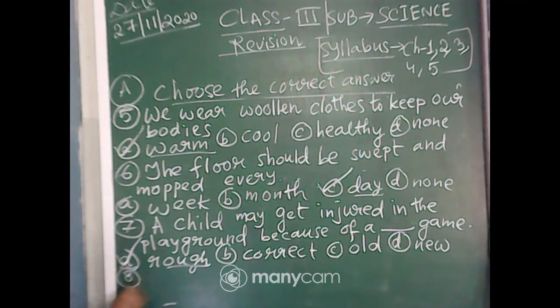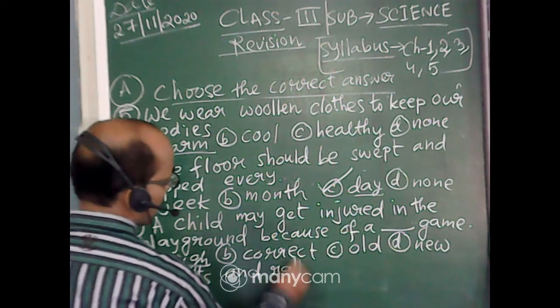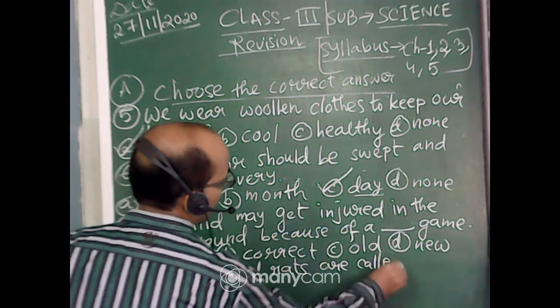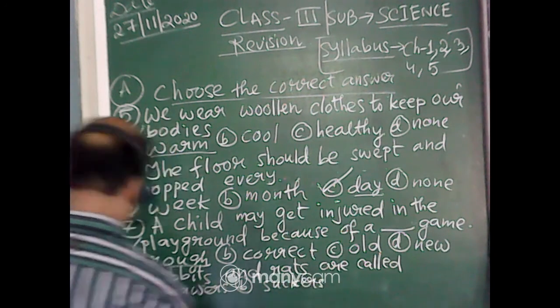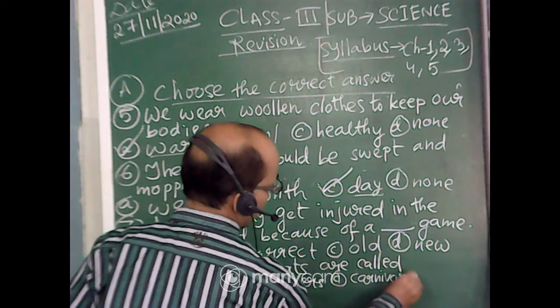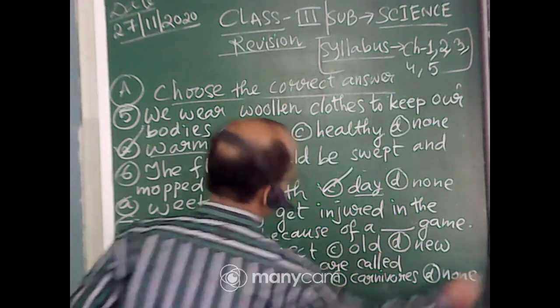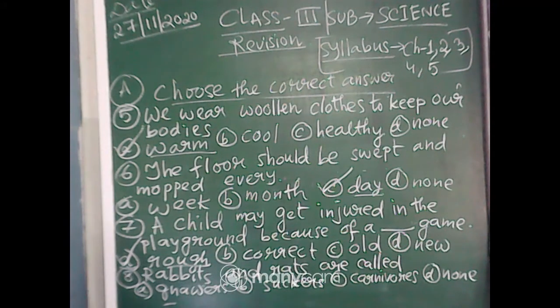Okay, number 8. Rabbits and rats are called what? Your options are noise, suckers, carnivores, and none. So rabbits and rats are called gnawers, suckers, carnivores, and none. So what is the answer? Yes, it is called gnawers.